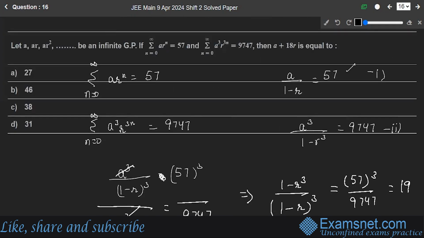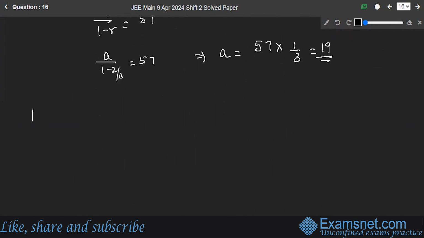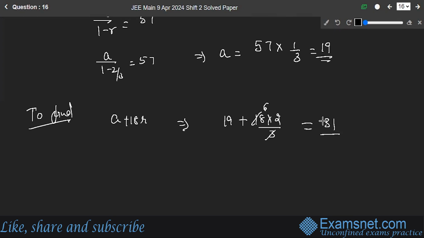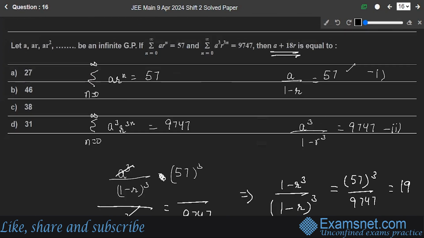So what do you have to find out in the question? To find A plus 18R. A was equal to 19 and R was this. So the answer will be 31. 19 plus 12, that's equal to 31. D option, correct answer. Hope you got that.